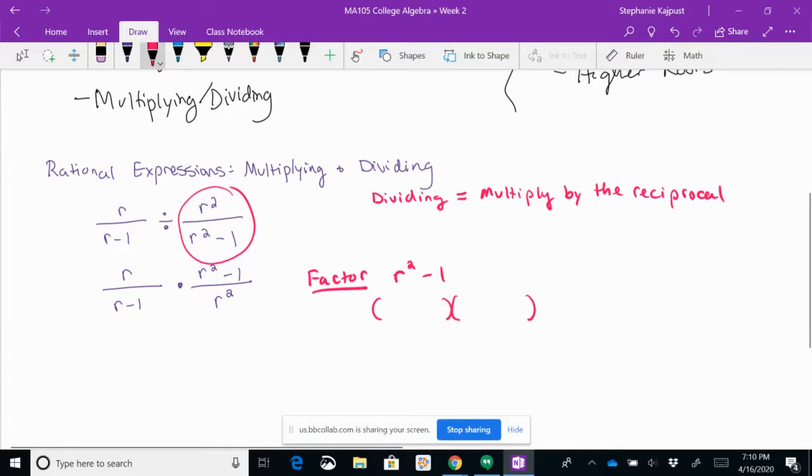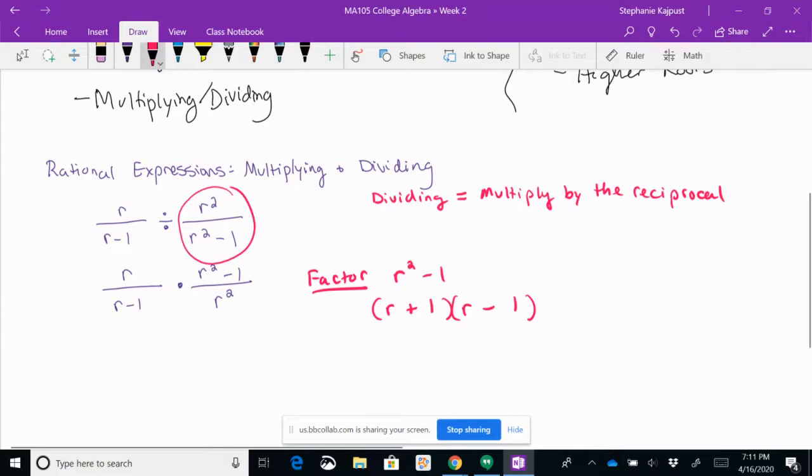So the difference of 2 squares, that would be an r times an r. That's how you get r squared. And the difference of two squares means you're going to have a plus and a minus. And then the two numbers that multiply to 1, well, that's just 1 and 1. And to get that negative 1 is a positive 1, negative 1. So we're going to factor that.